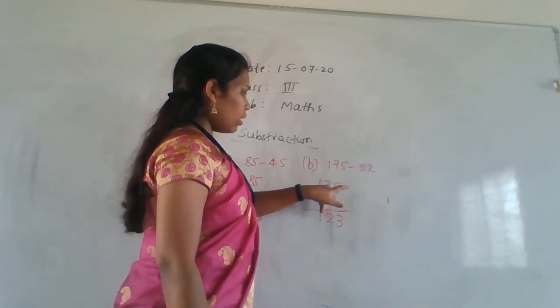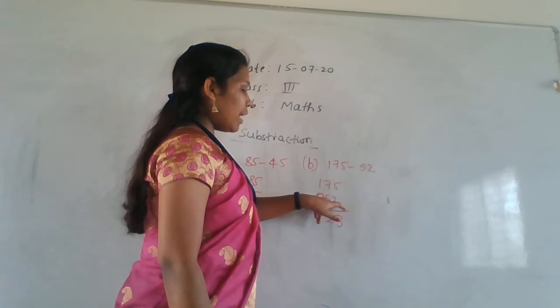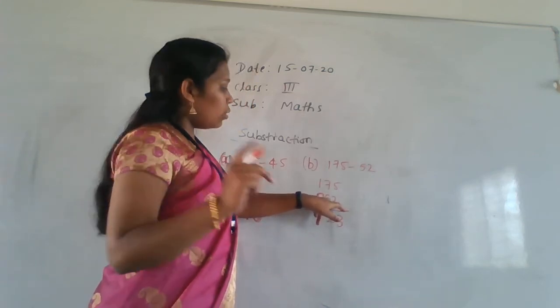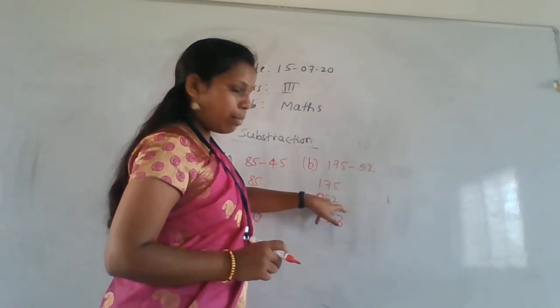In 175, which value is in the ones place in 52? 2. 2 is in the ones place. So you have to write it below that number.